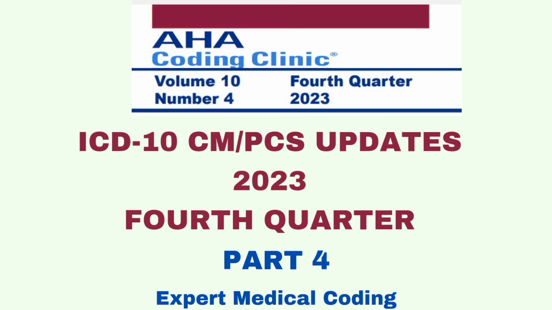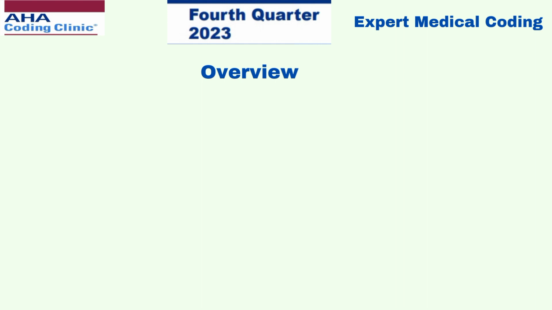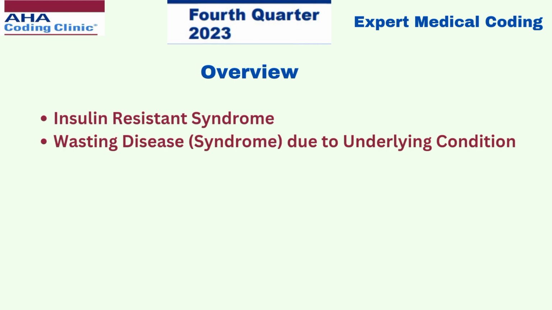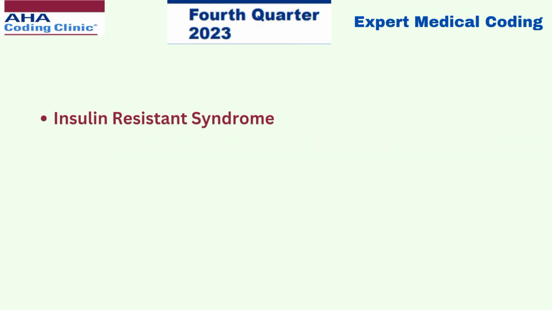In today's video, we're going to learn about ICD-10-CM/PCS updates 2023 fourth quarter, part 4. In this video, we're going to cover two coding clinics. The first one is insulin resistance syndrome and the second one is wasting disease or syndrome due to underlying condition. So let's get started with the first one, insulin resistance syndrome.